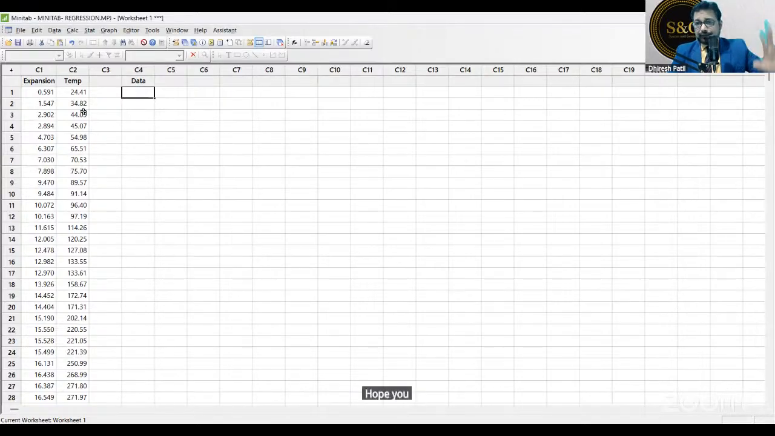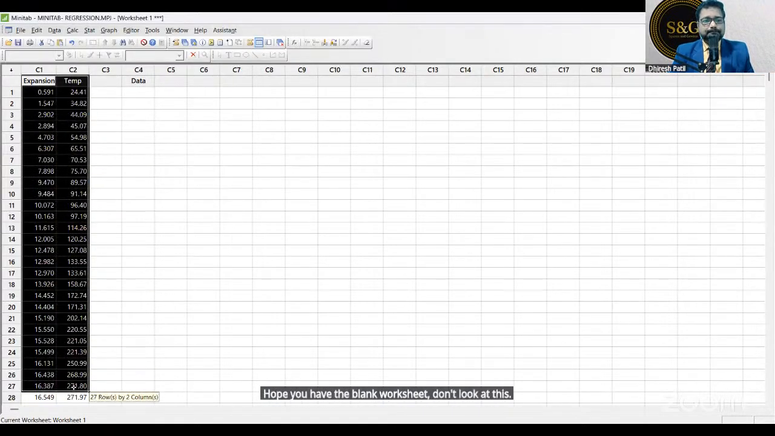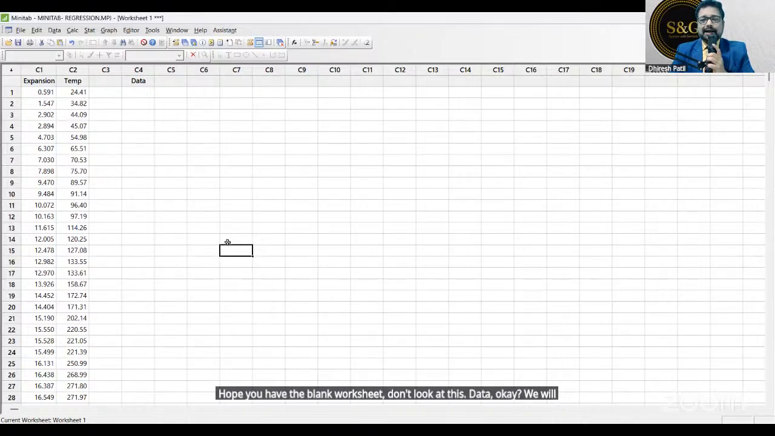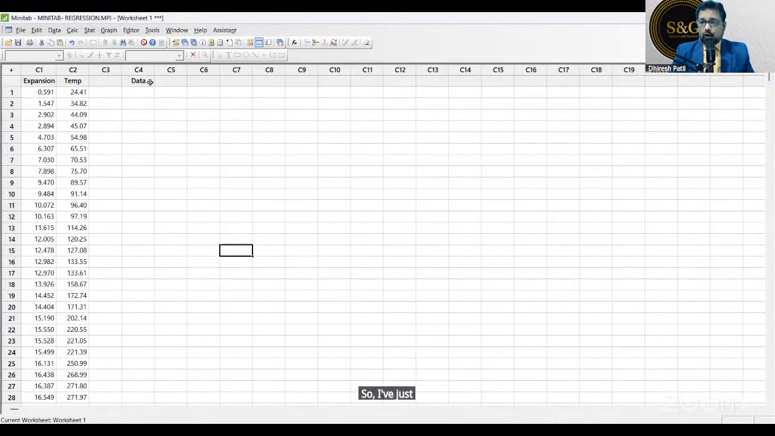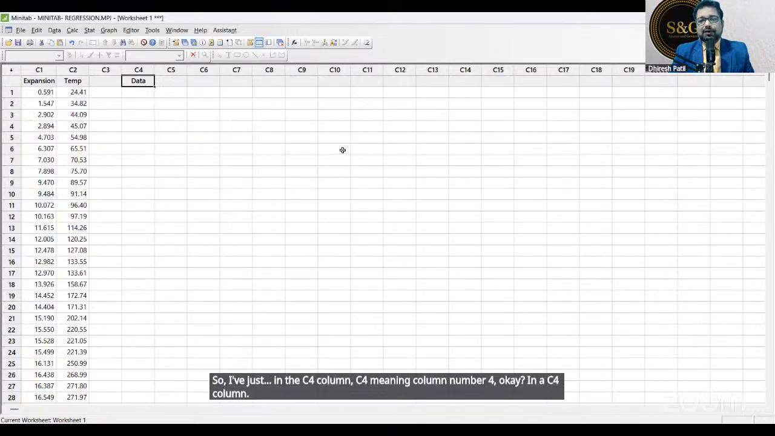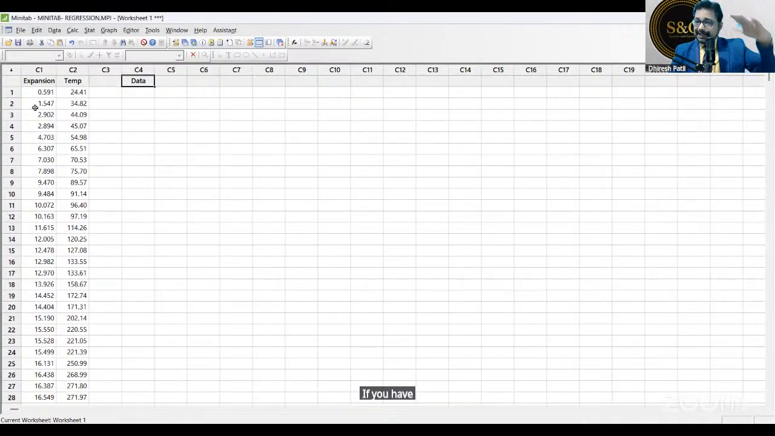Hope you have the blank worksheet. Don't look at this data. Okay, we will create some data right now in Minitab. In the C4 column, C4 meaning column number 4, I have just given the name data. If you have nothing over there, you can just put the name data in the C1 column.